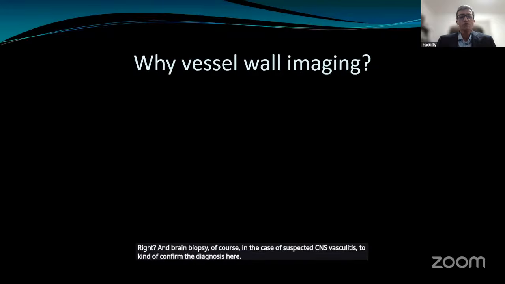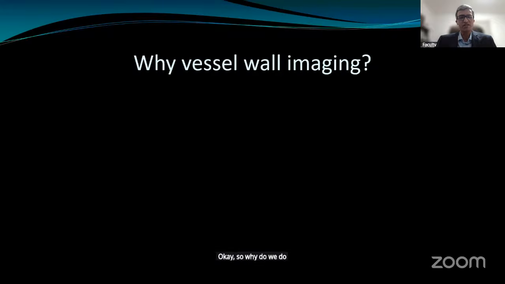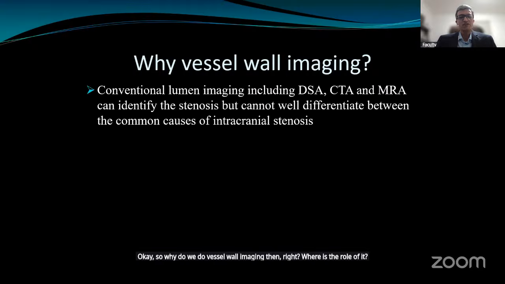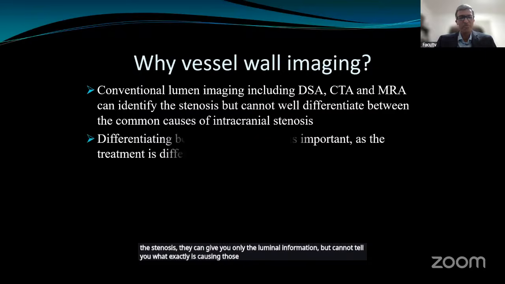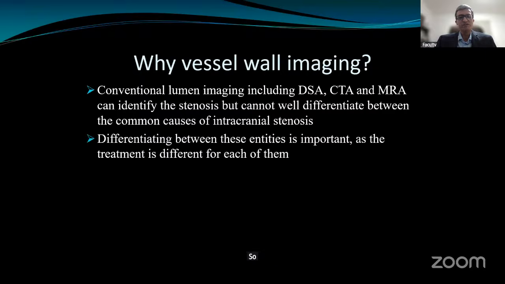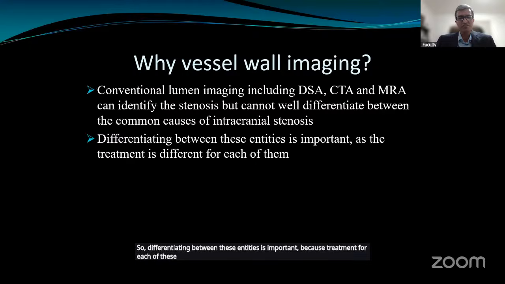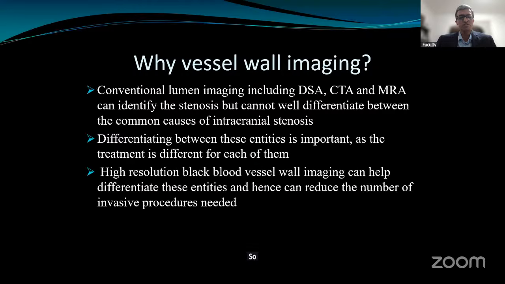Okay, so why do we do vessel wall imaging then? Where is the role of it? Conventional imaging, remember, so DSA, CTA, or MRA, can identify the stenosis. They can give you only the luminal information, but cannot tell you what exactly is causing those stenoses, right? Differentiating between these entities is important because treatment for each of these entities is completely different. High resolution vessel wall imaging can help in differentiating all these entities.